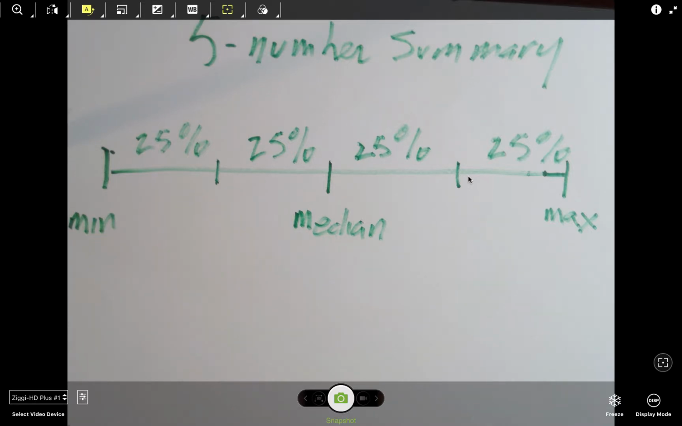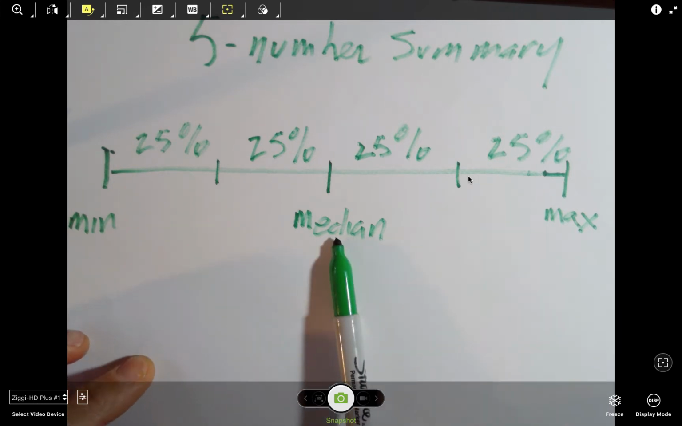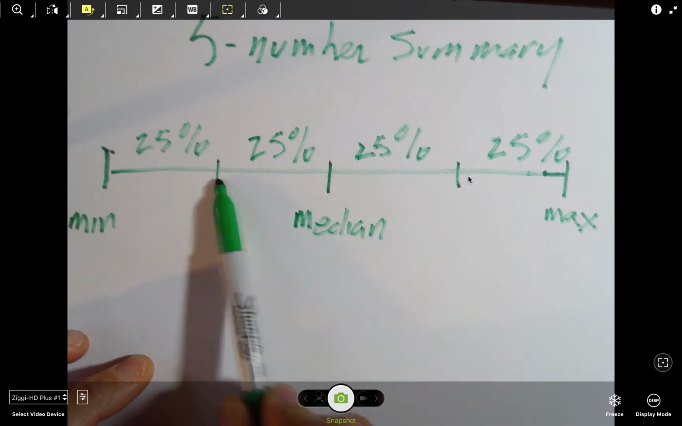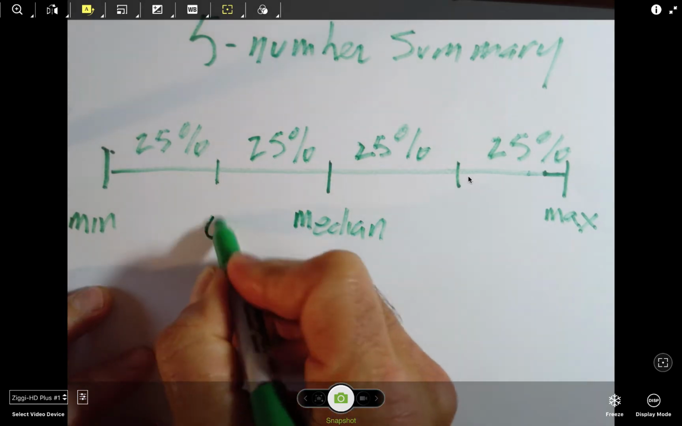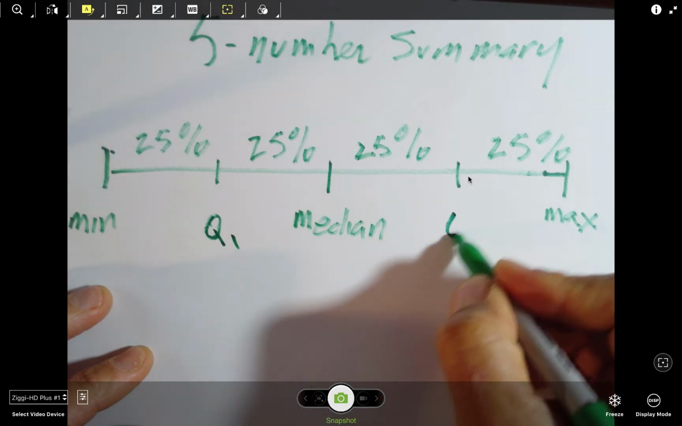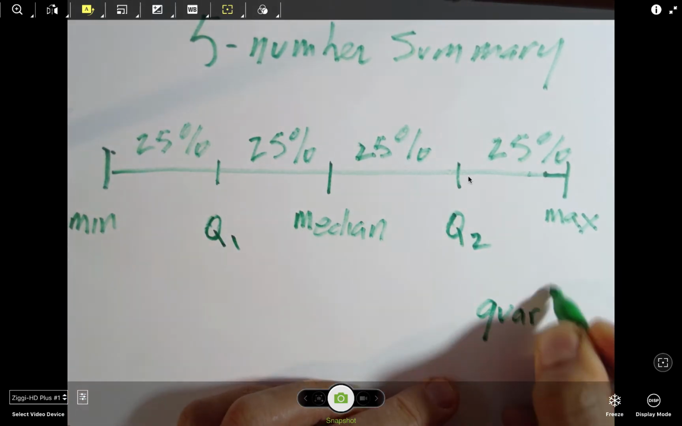One really great way to summarize data using the tools that we have so far is with a 5-number summary, which consists of the minimum of the data, the maximum, the median, and also values that split the data into 4, and these are called quartiles. So we label these as Q1 and Q3. They are called quartiles.